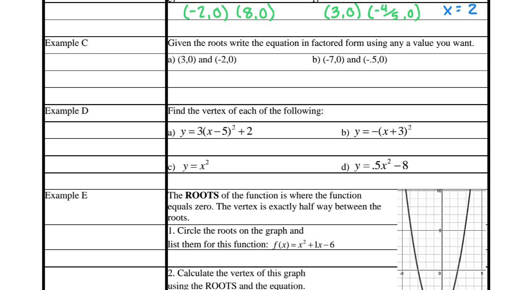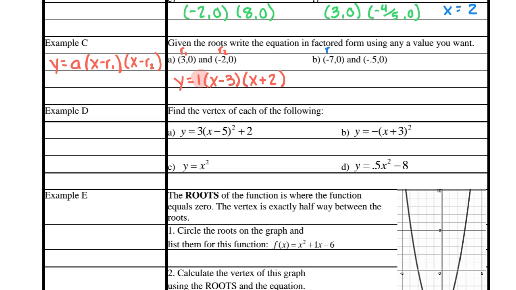Given the roots, write the equation in factored form using any a value you want. Part A, 3, 0, and negative 2, 0. So we're given our two roots, we're given R1 and R2, and so we just need to plug those into that equation. And so it's x minus R1, so it should be x minus 3, and then it'd be minus negative 2, or just know you change the sign to a positive 2. And you can choose any a value you want to go here. So I'm just going to go ahead and choose 1. You can choose any number you want.